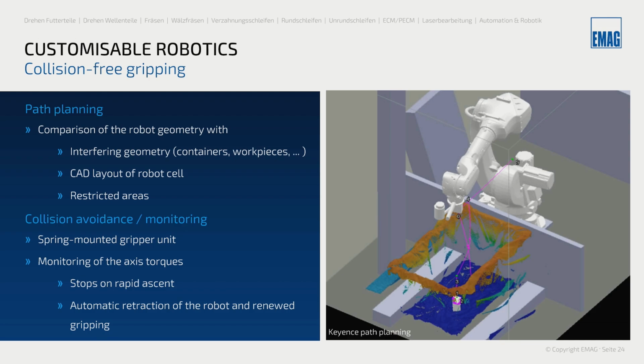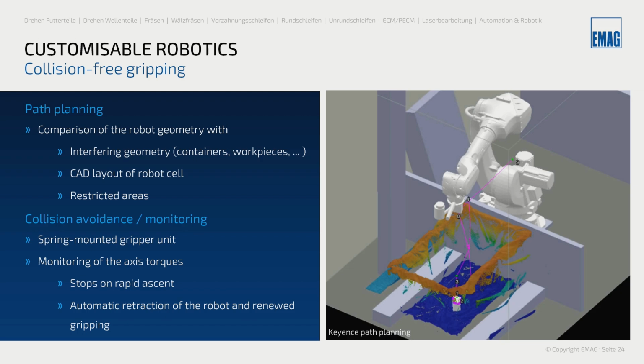This happens on the software side when we plan our path for the robot, and after that we come to the collision avoidance and collision monitoring in the physical world. Because, for example, you decide that you would like to use a magnetic gripper to take out the parts, then you need to get the gripper in contact with each part, and you need to push it a little bit. So to avoid collision, you can use spring-mounted gripper units. And in addition to that, we always use the monitoring of the axis torques of the robot to stop the robot in case we need to.